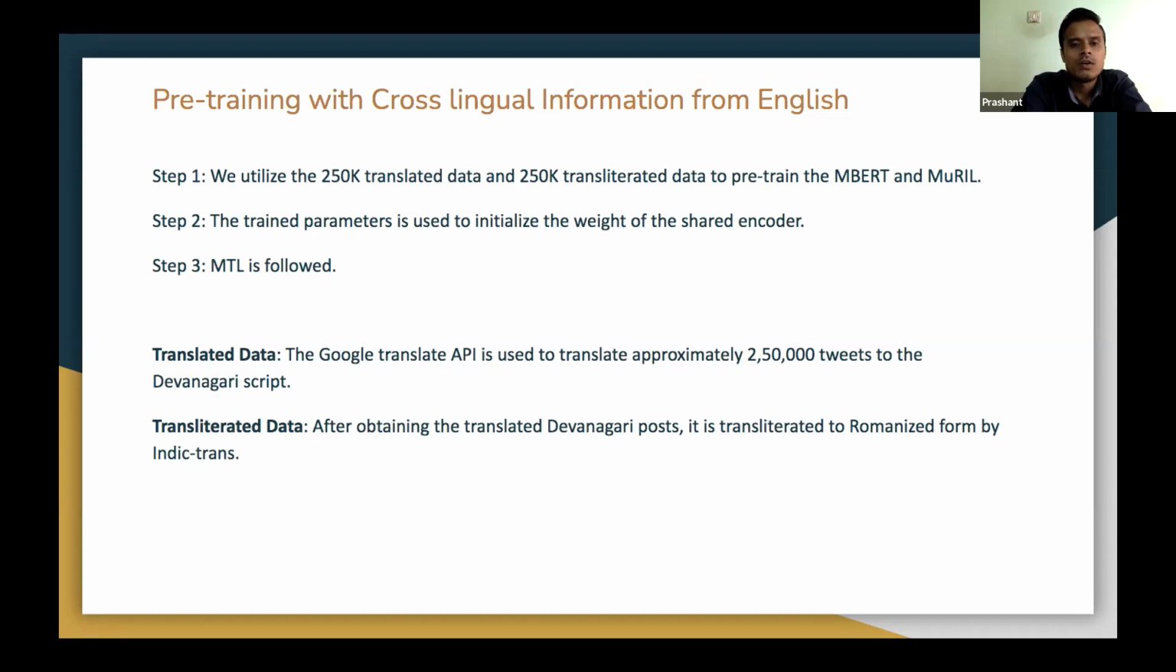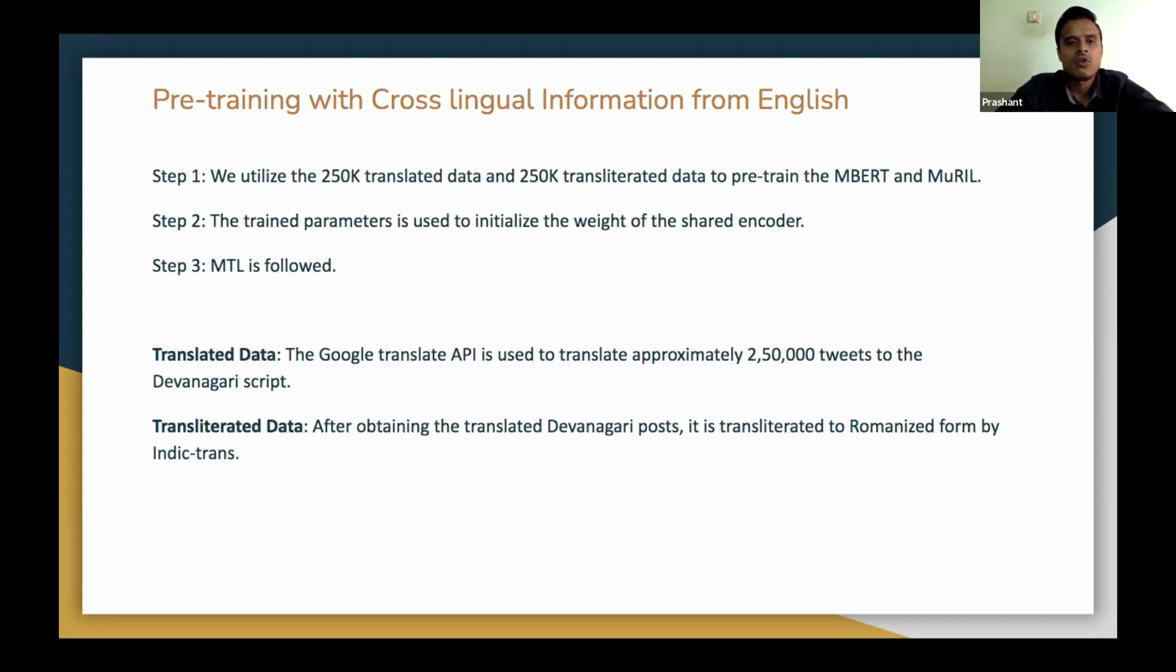So we trained the encoder part with these 500,000 translated and transliterated data, and the trained parameters are used to initialize the weights of the shared encoder, which in our case is M-BERT and MuRIL. And in step 3, we followed the MTL based approach.